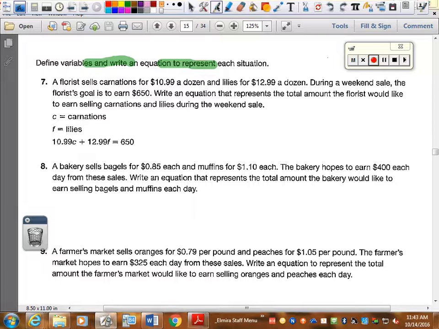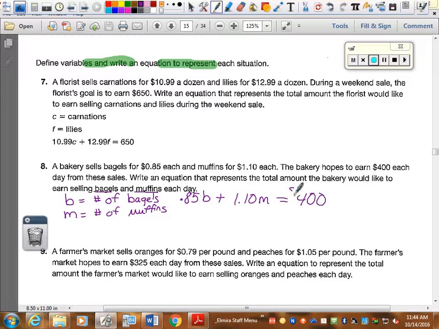So first, define your variables, okay? They want to know how many bagels, how many muffins. So let's use B equals number of bagels and M equals number of muffins. So 0.85, 85 cents for every bagel, plus $1.10 for every muffin, and they hope that that equals $400.